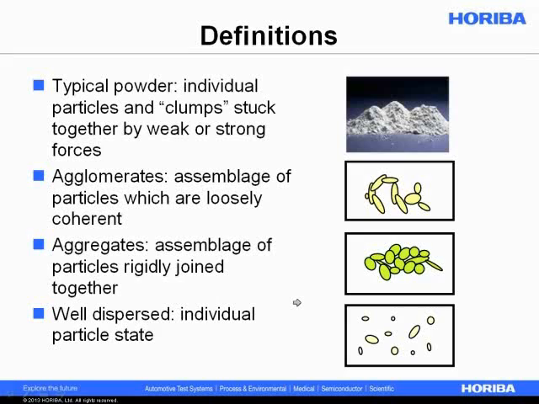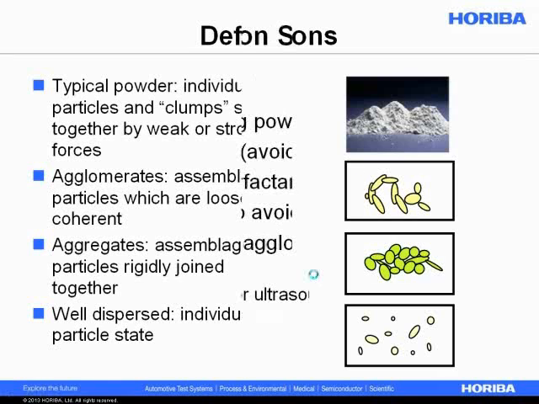What we're usually looking for when we're going to make particle size measurements is a nice well-dispersed sample, because most people want to perform measurements to find the individual particle size state. So we'll be talking about how to move from here down to aggregates and into this well-dispersed state, because we're really talking about dispersing powders prior to making a particle size measurement.